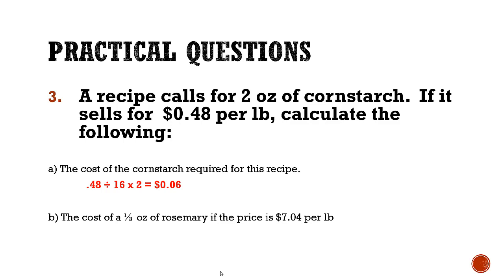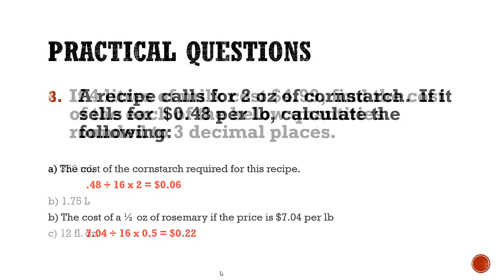Now, the cost of rosemary is the cost of a ½ ounce of rosemary if the price is $7.04 per pound. So we paid $7.04 per pound. The recipe needs ½ an ounce. Hey, just because it's a part of an ounce doesn't mean the formula changes. It's exactly the same thing. We are going to take what we paid, $7.04, divide it by 16, which will give us the cost of 1 ounce. And now you can do one of two things. You can multiply the cost of 1 ounce by 0.5, or you can divide the cost of 1 ounce by 2, but it will get you to the same place at 22 cents for a ½ ounce of rosemary.